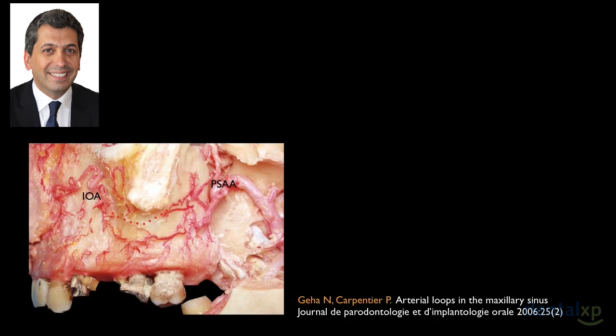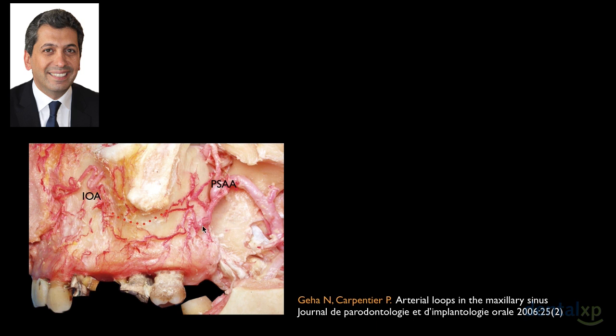We all know today the vascularization of the sinus, more precisely, like this human dissection that was done by my friend Nicole Jahan, published by her and by Professor Carpentier in Paris. They describe the vascularization of the posterior part of the maxilla. As you can see, this vascularization is done by the inferior orbital artery in the anterior part of the posterior maxilla, and by the posterior superior alveolar artery in the posterior part of this maxilla.